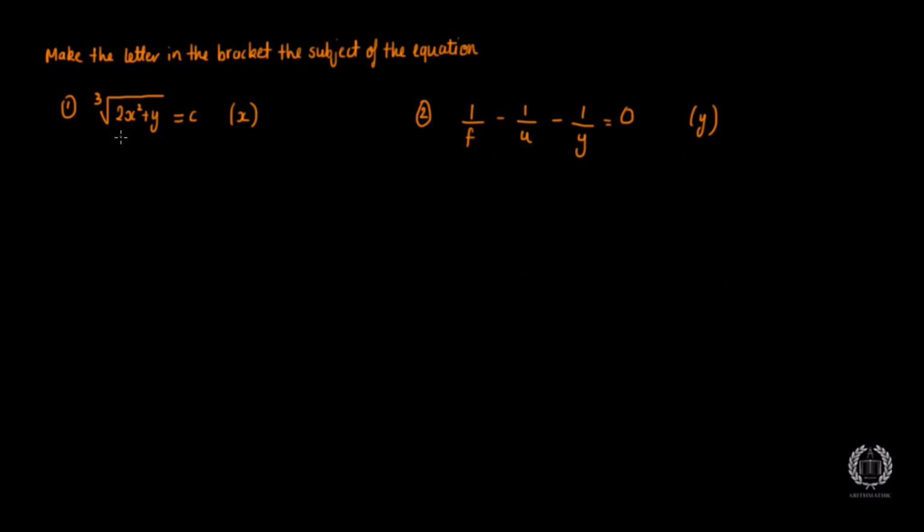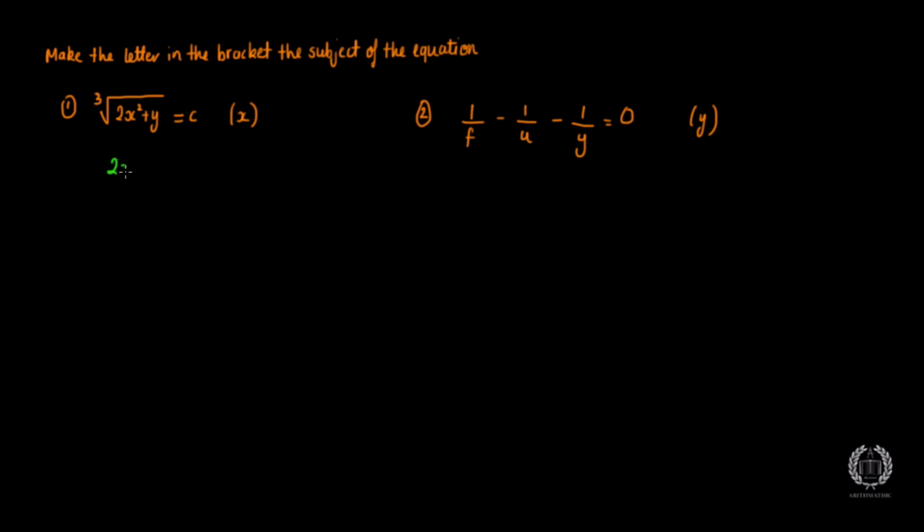Okay, if we go for the first one, the question is asking: make the letter in the bracket the subject of the equation. So here we want to make x the subject, and in this one we want to make y the subject. To make x the subject here, we first need to get rid of this cube root. Be careful, it's not a square root, it's a cube root because it's a 3.